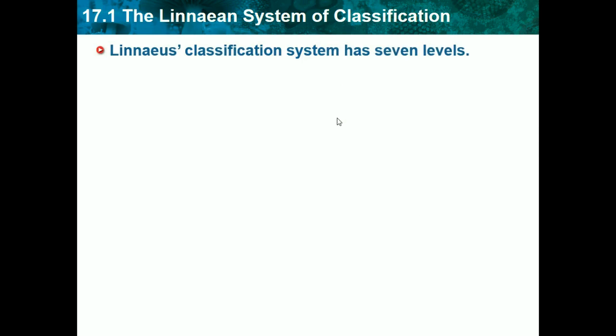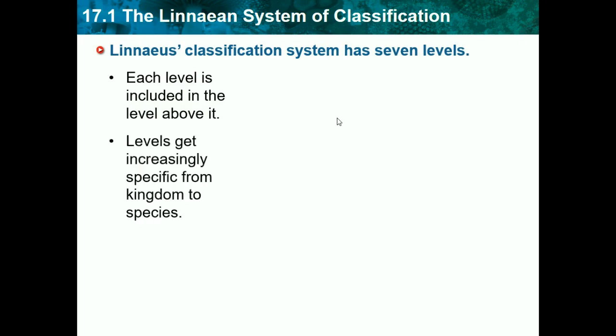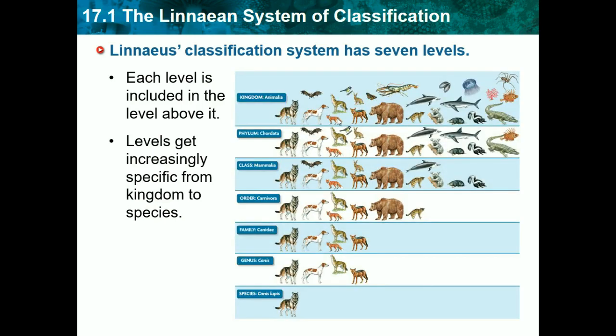The Linnaean classification system has 7 levels. Each level is included in the level above it. This is what I was talking about earlier, where I said I would explain it later. Levels get increasingly specific from kingdom to species. This is how they start classifying things. They start broad and get specific from kingdom to species. Here we have kingdoms, and at the bottom we have species.